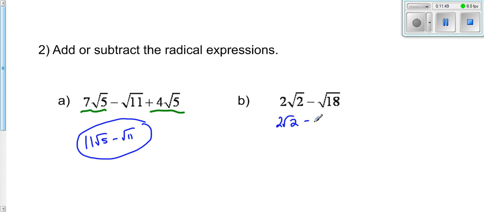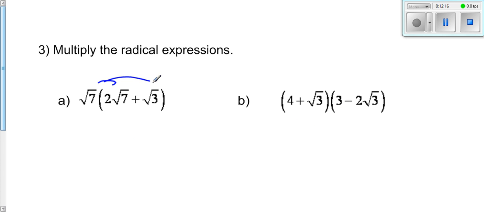The square root of 18 is the square root of 9 times the square root of 2. And the square root of 9 is 3. And 2 times the square root of 2 minus 3 times the square root of 2 is negative 1 times the square root of 2. Go ahead and put the 1 in if you like, but you don't need to write it in.